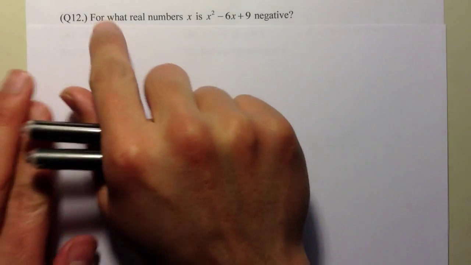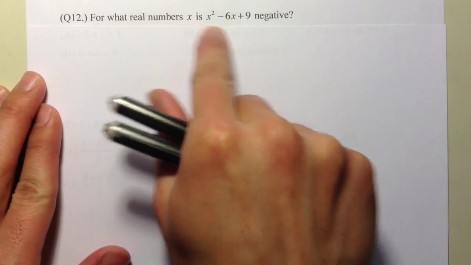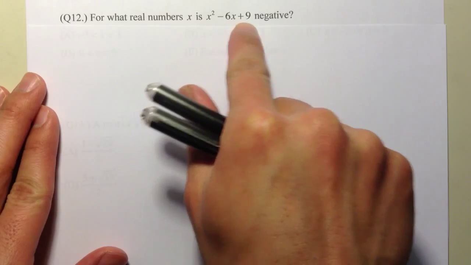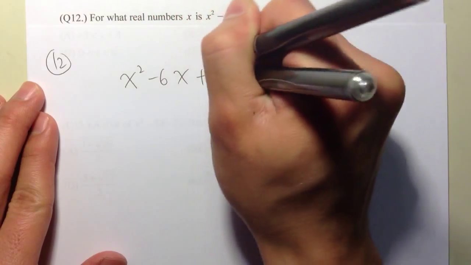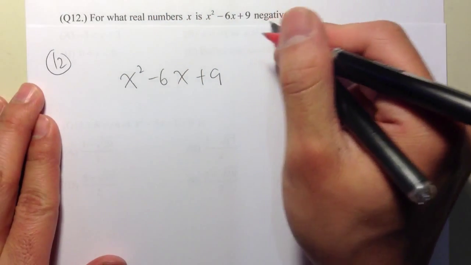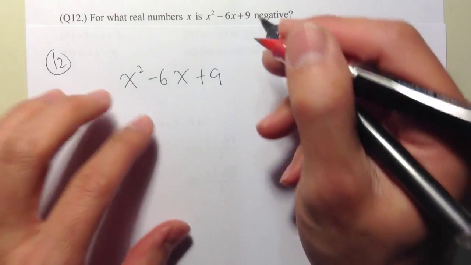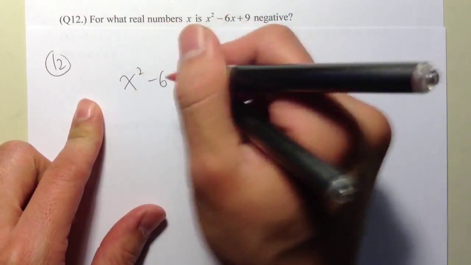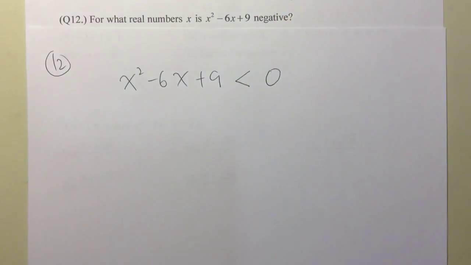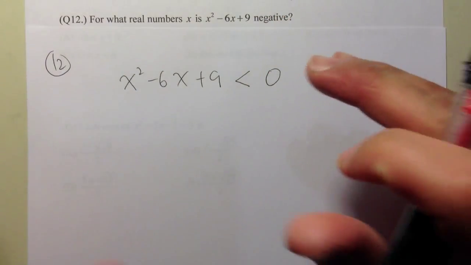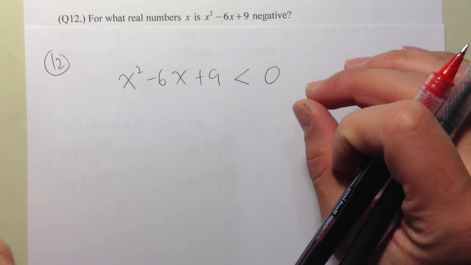Question 12. For what real numbers x is x squared minus 6x plus 9 negative? So we're working with x squared minus 6x plus 9, and we want to make sure this turns out to be negative. Negative means we want the whole thing, the result of this, to be less than 0. We're solving an inequality right here.